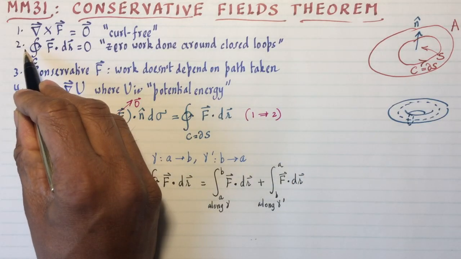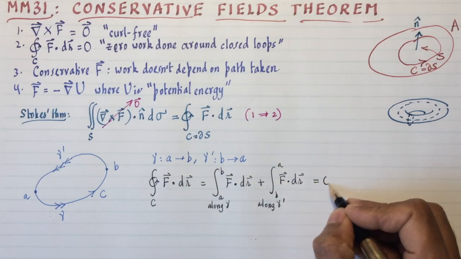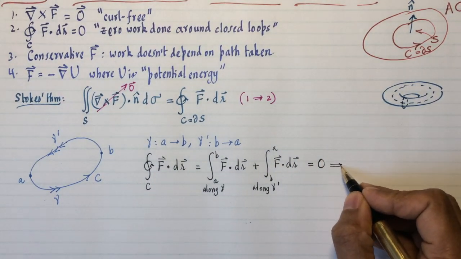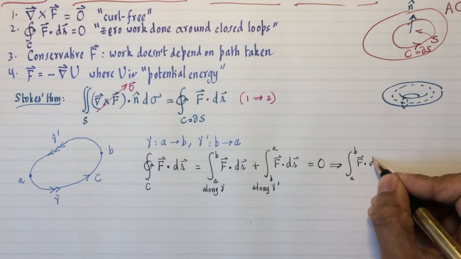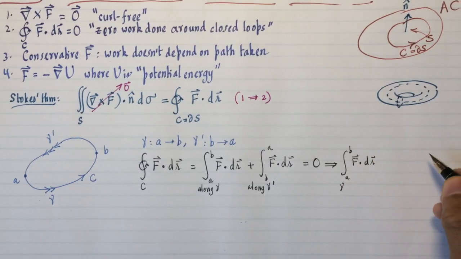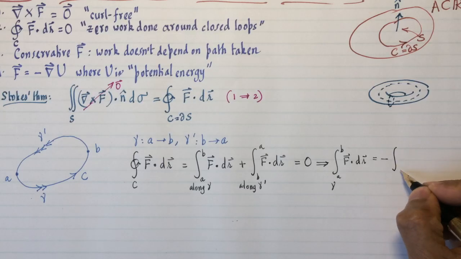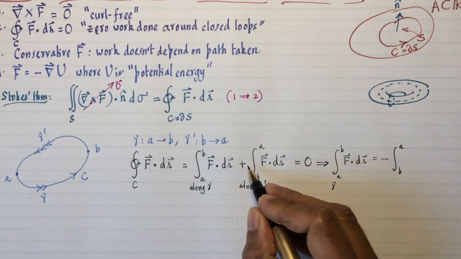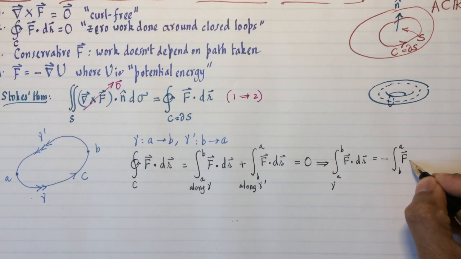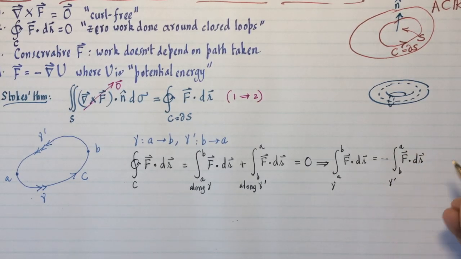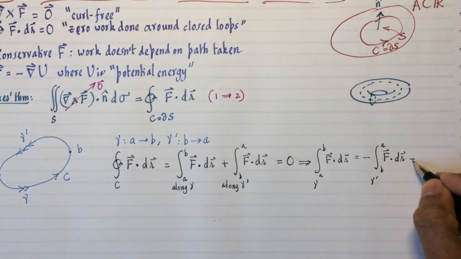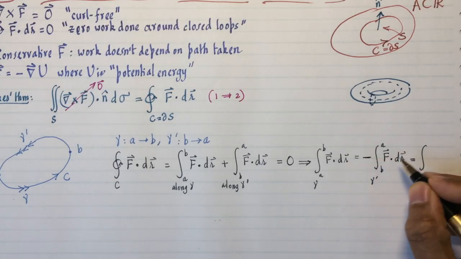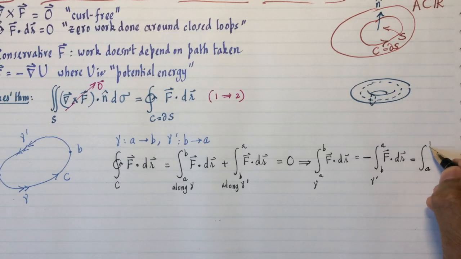Well, I'm using 2, so I can set this equal to 0. Well, if that is 0, then I'm left with a statement that integral A to B f dot dr along gamma is equal to negative integral from B to A, because if I move this to the other side it becomes a negative sign, f dot dr along gamma prime. Now all I have to do is use the flipping the limits property of the integral, so that becomes positive because the negative sign gets absorbed when you flip the limit, A to B along gamma prime f dot dr.